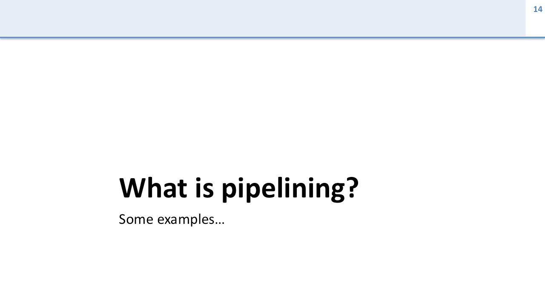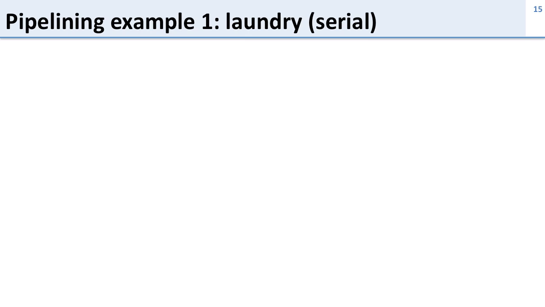So now you've seen a little bit of how we're going to pipeline a MIPS processor. Let's talk in more detail about what pipelining is, and we'll do that by looking at some examples. The first example we're going to look at is doing laundry. And this is a fine example. It's taken from the book, so you can read about it there too.